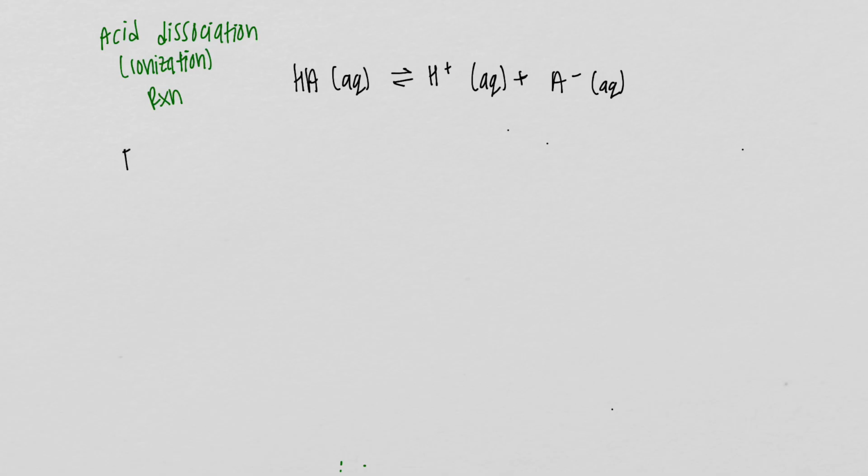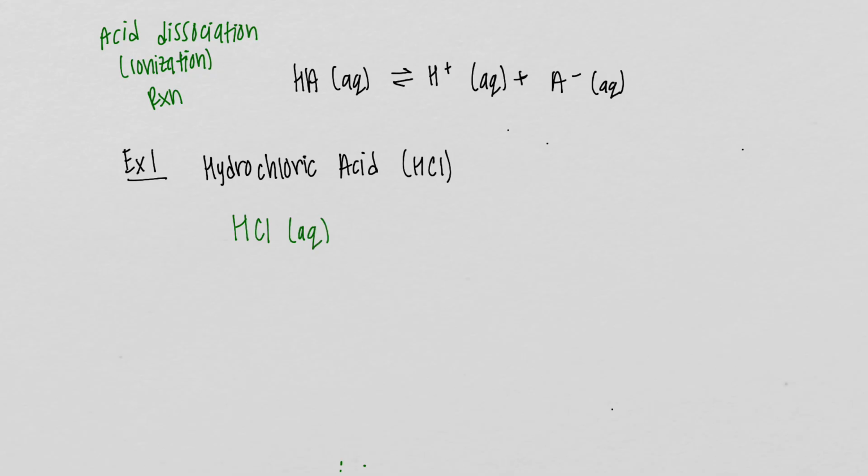So example 1, we're going to have hydrochloric acid, which is HCl. So if we have HCl, we're going to start off here. It has our H, and then our Cl is our element. So HCl, that's what we're starting off with. HCl, and nothing changes, it's in aqueous form. Okay.